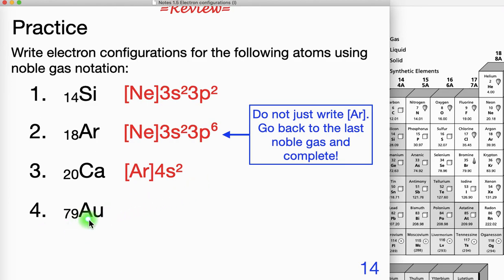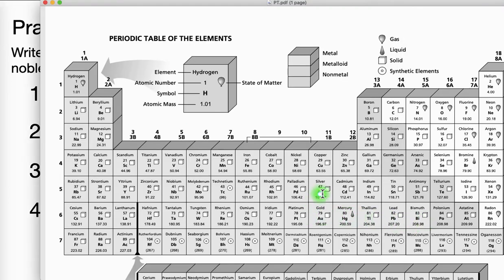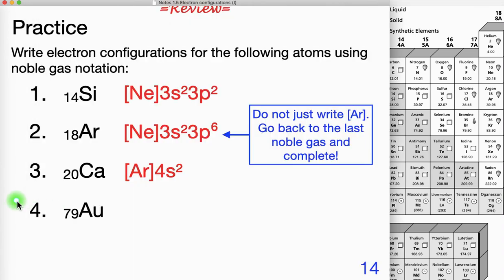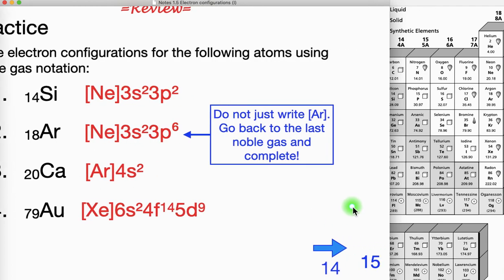And last, gold. Gold is right here. So going backwards, we would have xenon in brackets, and then 6s2, 4f14, and then 5d9. Okay, that is it for today's lesson.